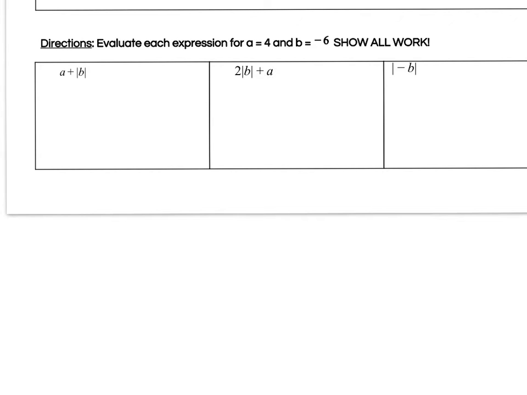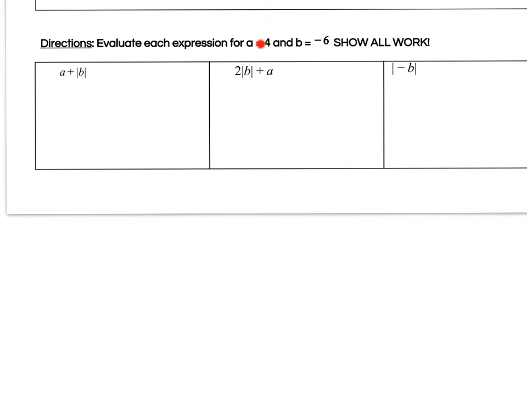Next part. Evaluate each expression for A equals 4, B equals -6. Oh, and there's this fabulous little thing here that says, show all work, which means you're not going to do it in your head. If you do, you will have points taken off. Okay, so let's start over to the left right here.